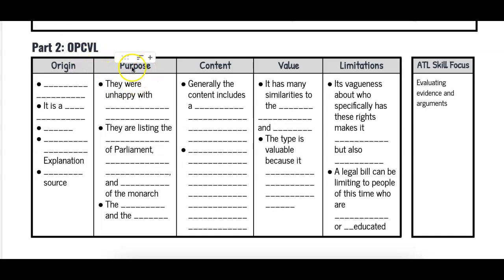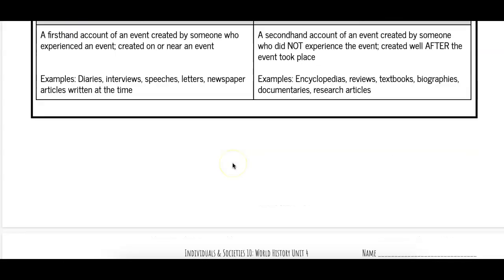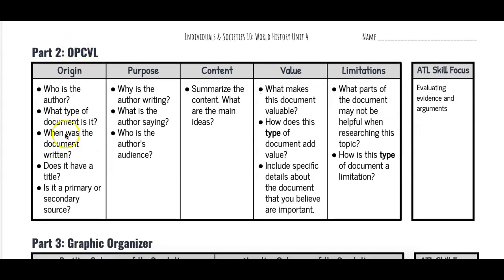And we're doing that with the template outline of OPCVL: origin, purpose, content, value, and limitations. Now we took notes on this in Lesson 1, so pull that out as well. Your Lesson 1 looks like this, and you will find the section on the back that says OPCVL, and it has all these questions. So we're going to reference back and forth from this document to your Lesson 2 document. So be ready to do that.